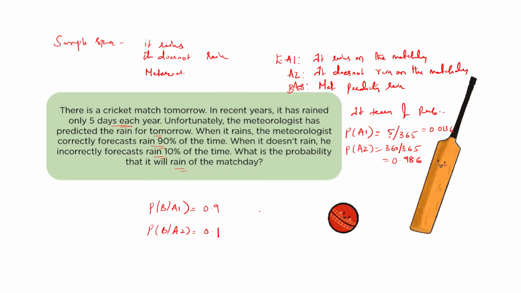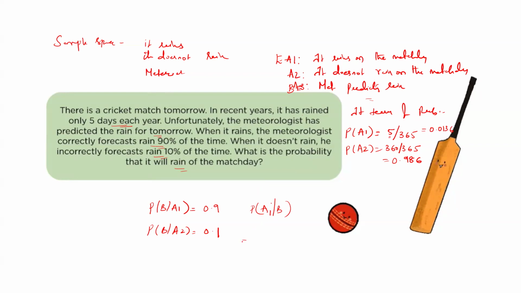Now, we want to know the probability of A1 given B. What is the question? What is the probability that it will rain on the match day? So the meteorologist predicts rain, and on the match day, whether it rains or not. So this we have to find out: probability of A1 given B.